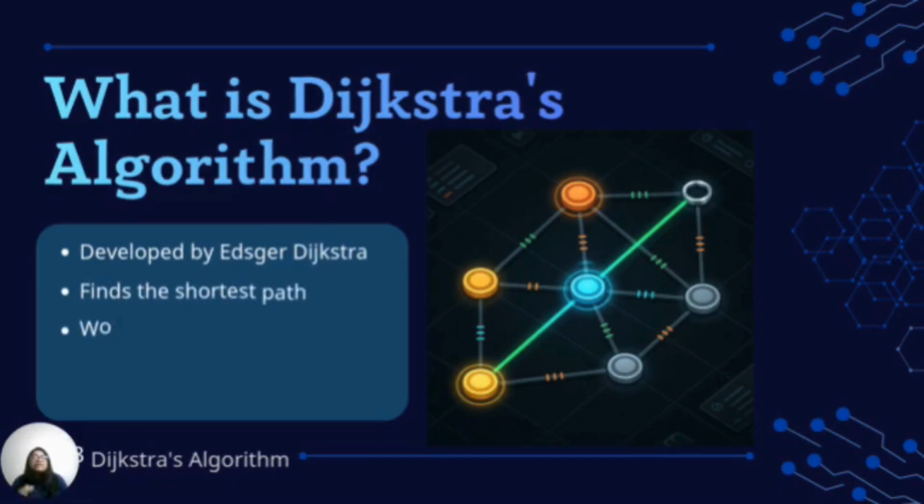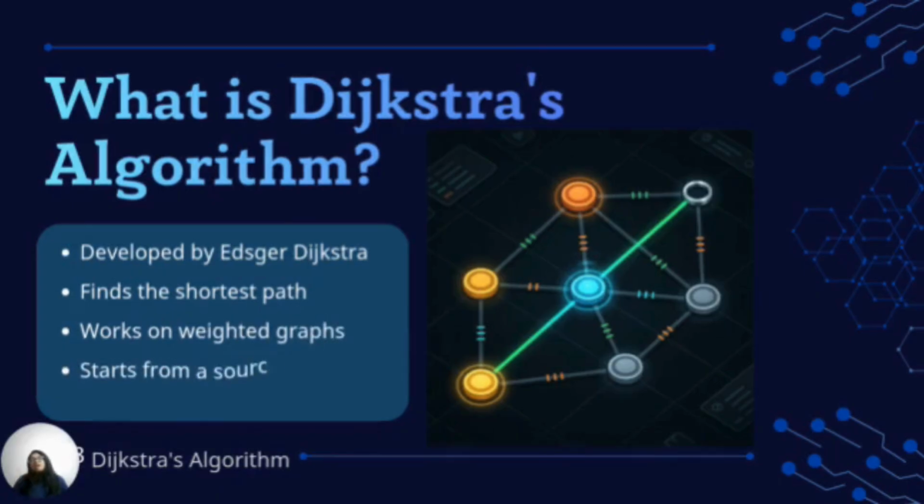Now, let's define Dijkstra's algorithm. Dijkstra's algorithm is used to find the shortest path from one starting node to all other nodes in a graph. The graph must have weights assigned to its edges. These weights can represent distance, cost, or travel time. The algorithm starts from a source node and gradually discovers the shortest path to every other node. Instead of checking every possible route, it uses a smart strategy to find the answer efficiently.